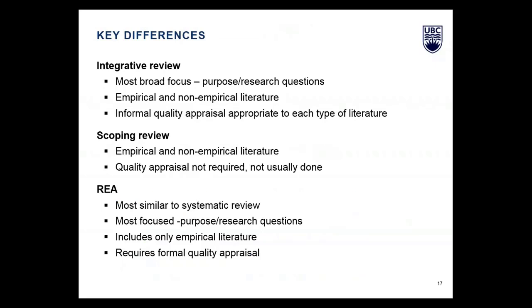So the key differences, I would say that integrative review is the most broadly focused in terms of the purpose, empirical and non-empirical literature is used, and there can be an informal quality appraisal. Scoping review uses a similar kind of literature, but quality appraisal is not usually done. And the REA is the most similar to a systematic review, the most focused, it's only empirical literature, and there should be a formal quality appraisal.